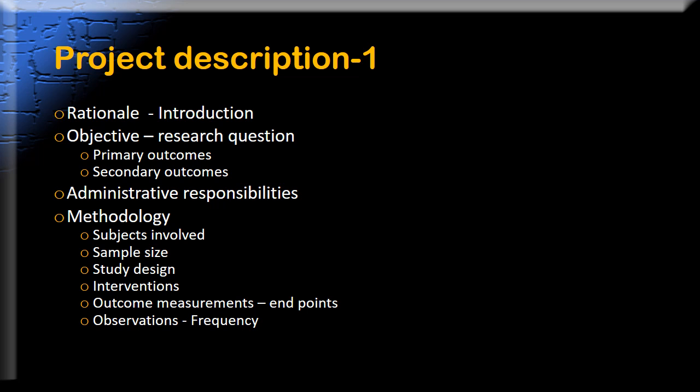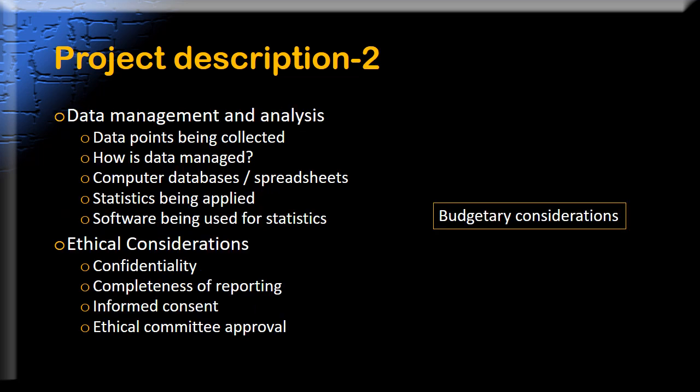Outcome measurements and endpoints which actually give you the answers for your primary and secondary outcomes. That has to be clear. And the frequency of observation, whatever tests you're doing, how often are you doing? What is your total follow-up? Is it 3 months, 6 months, 5 years, whatever. So the whole thing has to be defined in your project description.